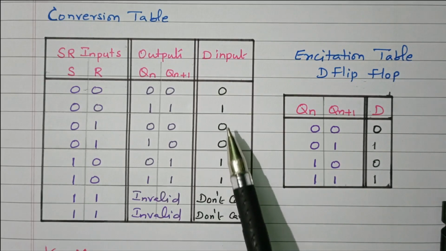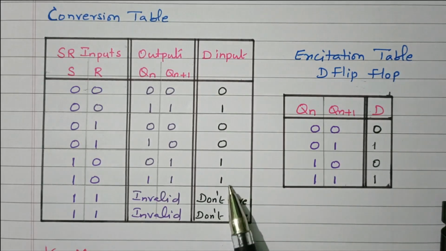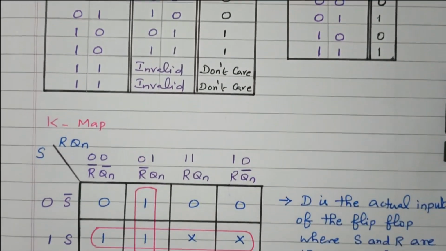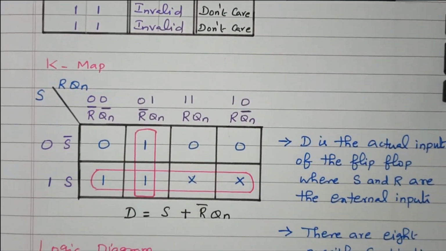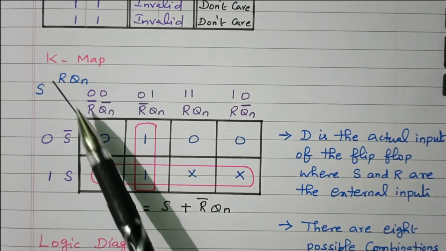Now we need to find the logical expression for D input by using the Karnaugh map. Then that can be implemented with the logic gates, with the logic diagram. Now we'll see the K map to find the expression for D input. So this is the K map available.